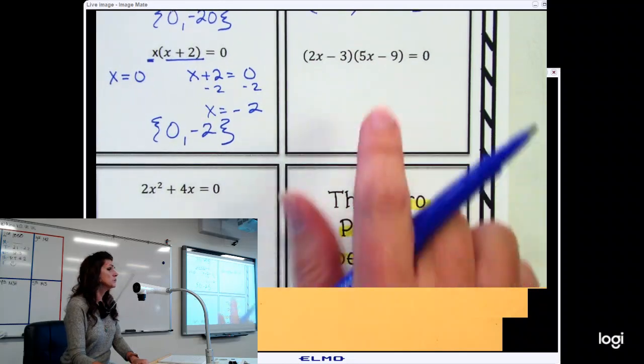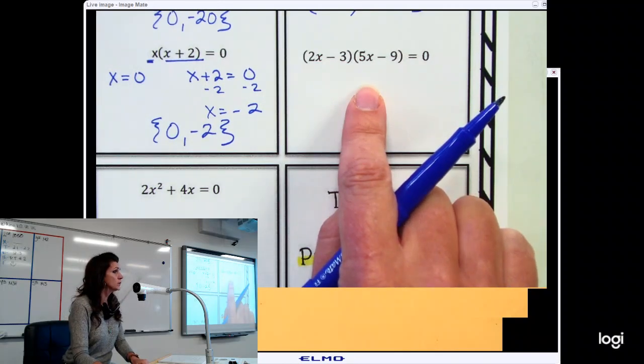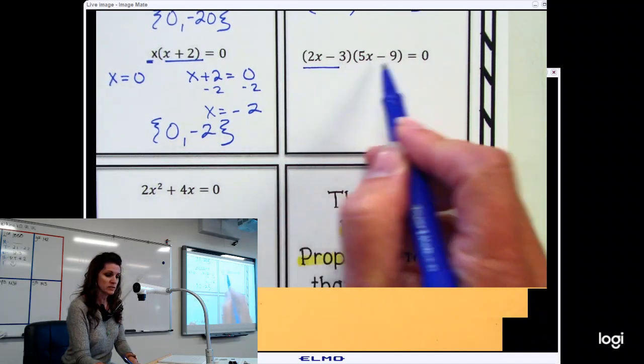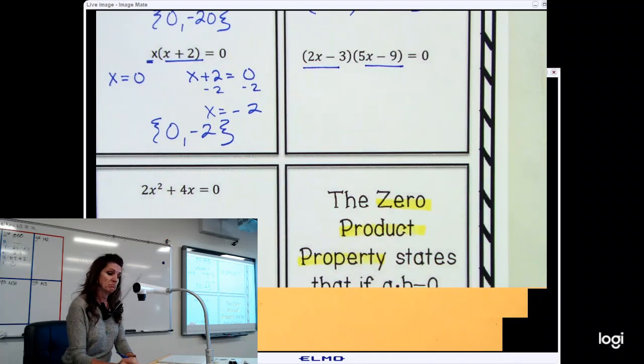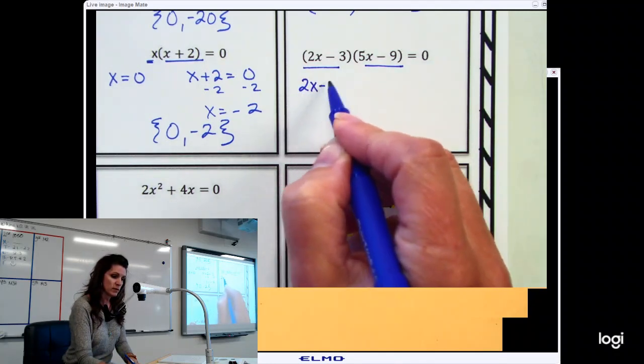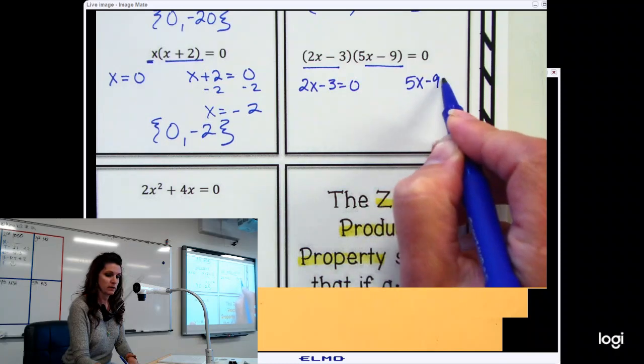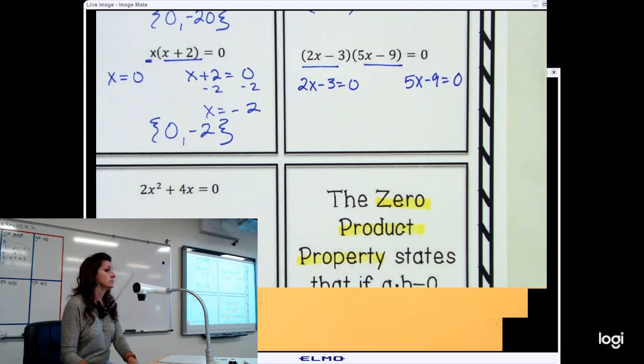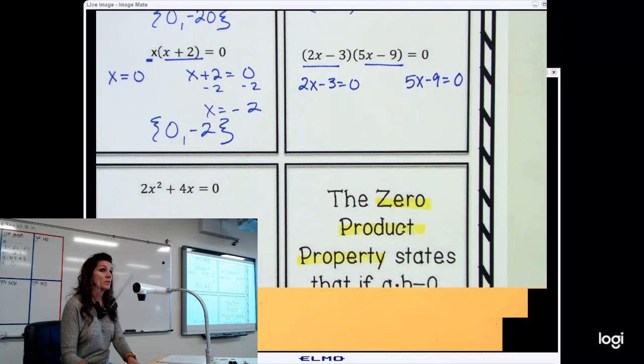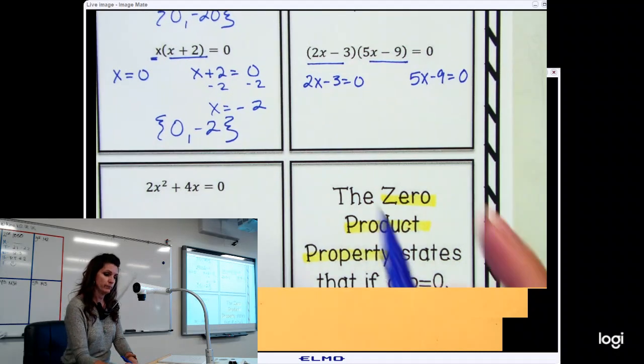Okay, this one maybe not quite as easy to do in your head, but is it just as easy to set up? 2x minus 3 equals 0. 5x minus 9 equals 0. Solve them both. We can do that.